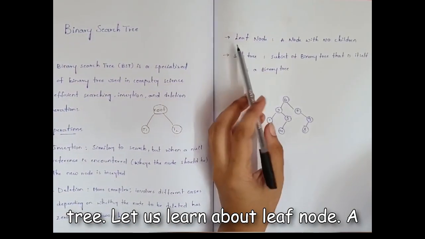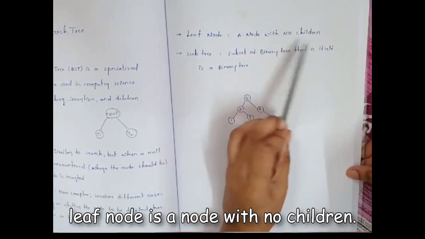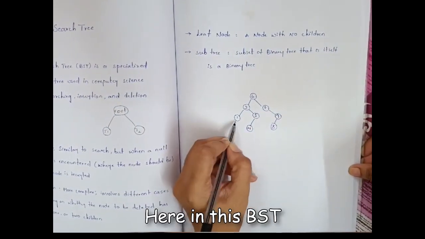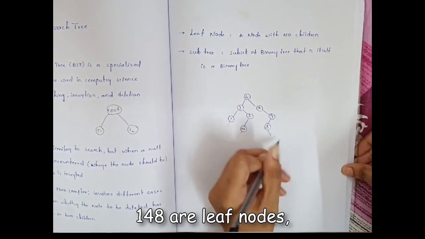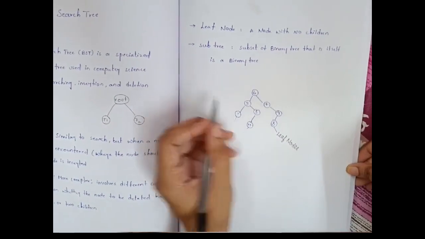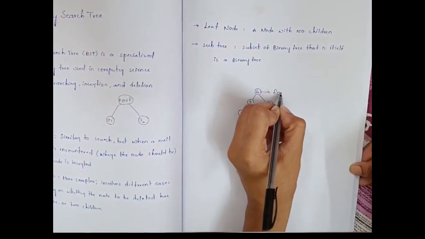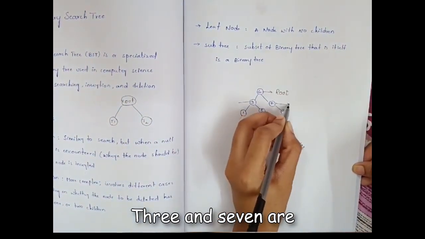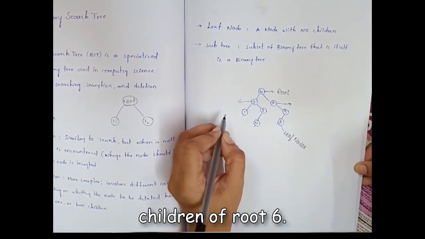Let us learn about leaf node. A leaf node is a node with no children. Here in this BST, 1, 4, 8 are leaf nodes. 6 refers to root. 3 and 7 are children of root 6.